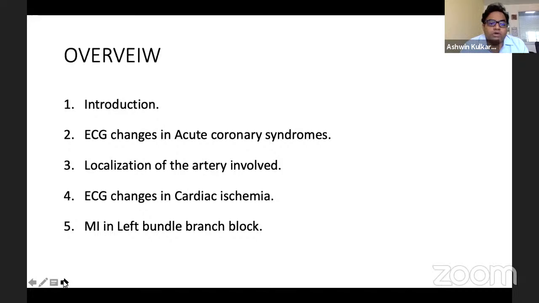Okay, so the overview of today's class. In today's class, we'll be discussing a little about the introduction of myocardial ischemia and acute coronary syndromes. We'll read about ECG changes in acute coronary syndromes, localization of the artery involved, ECG changes in cardiac ischemia, and also a little bit about how to interpret myocardial changes if there is a bundle branch block.